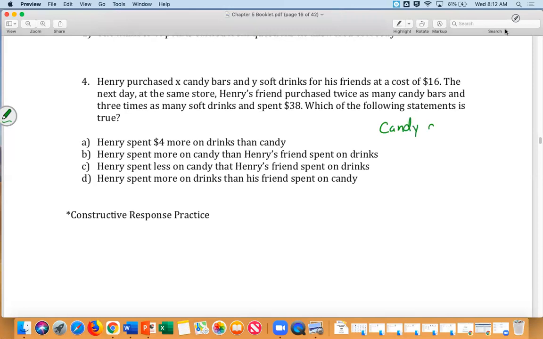Let's write this down. Candy cost. All right. And I have to use a variable. It doesn't tell me, right? This is going to be the annoying part. Candy cost is going to be, hey, we don't know how much it is. It doesn't tell me how much it is. Okay. Drink cost.